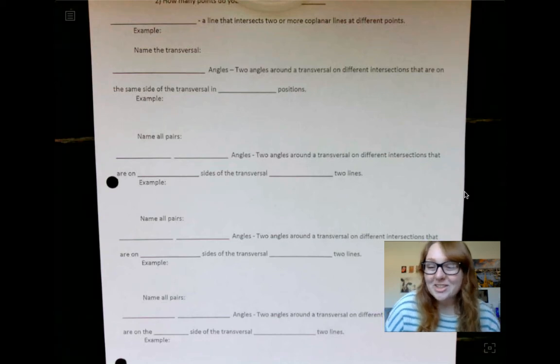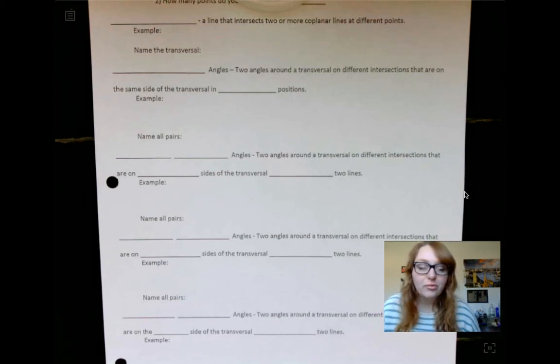Good morning, kiddos. Today we are going to be talking about 3.1b, and we have a bunch of definitions to go ahead and get through. So let's go ahead and get started.